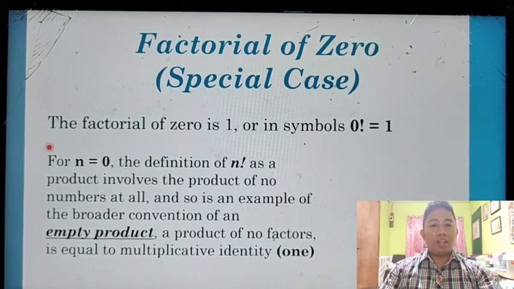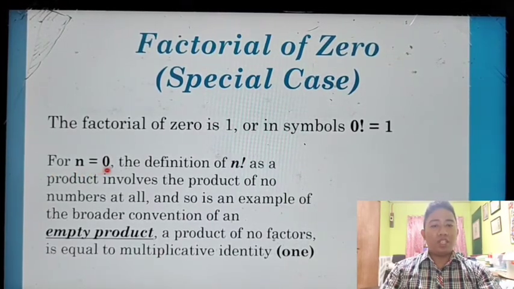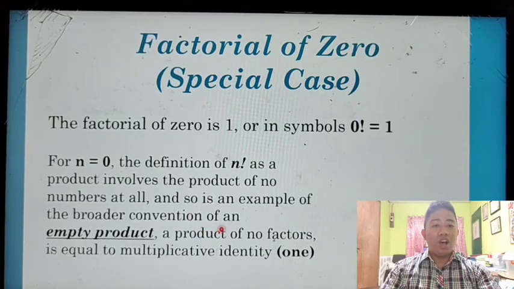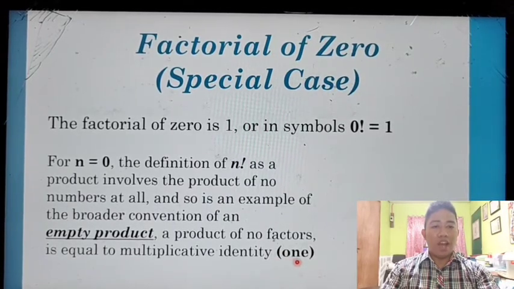So here is the explanation behind why the factorial of 0 is equal to 1. For n equal to 0, the definition of n factorial as a product involves the product of no numbers at all. And so it is an example of the broader convention of an empty product. A product of no factors is equal to the multiplicative identity, which is 1.